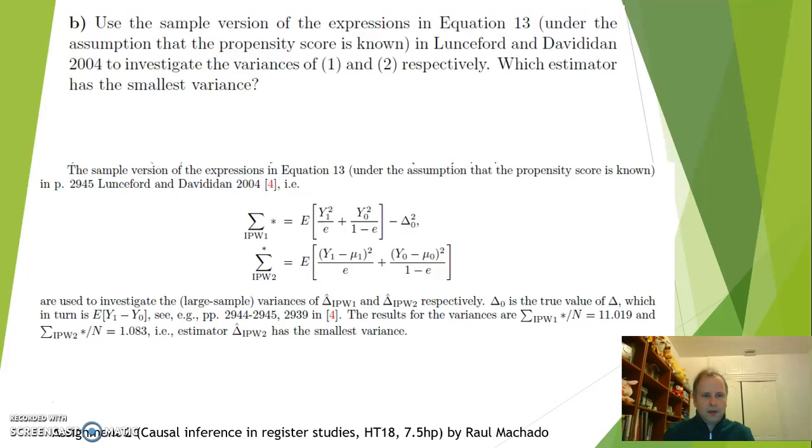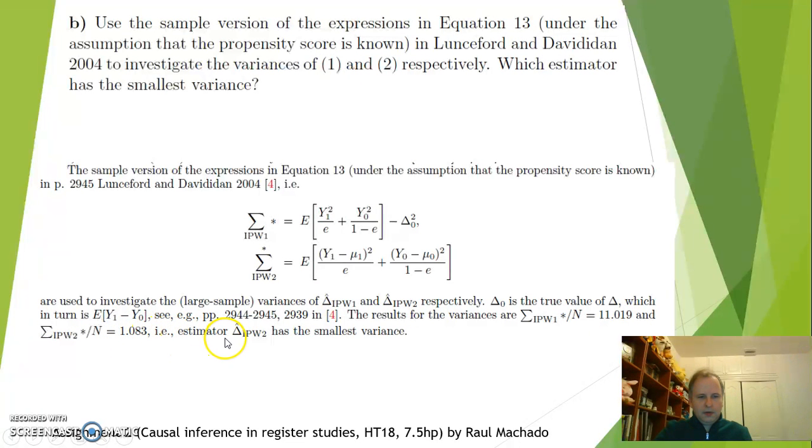Part B is to use a sample version of the expression in equation 30 of the paper, on the assumption that the propensity score is known, as in the question, and used to investigate the variance of the first and the second estimator respectively. The results are 11.090 for the first one and 0.083.